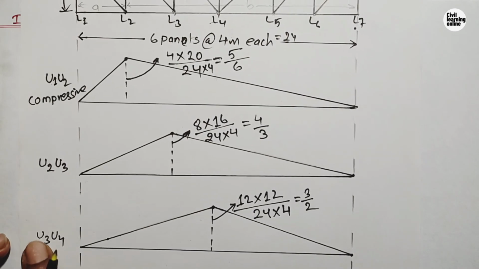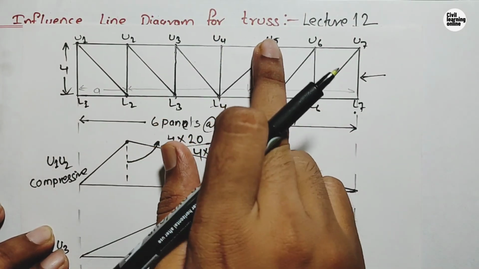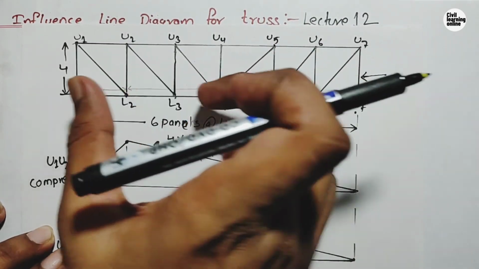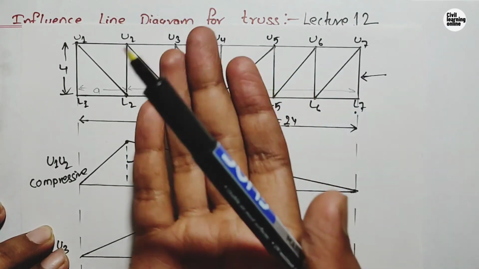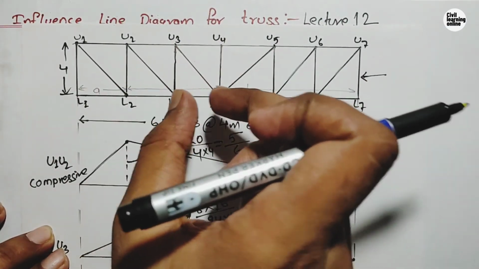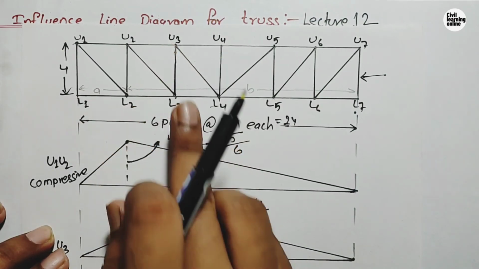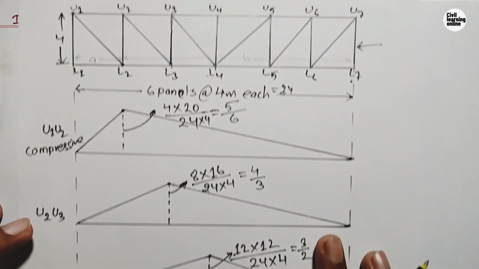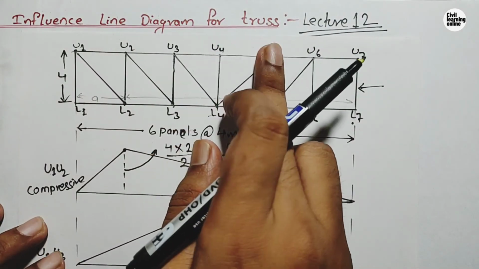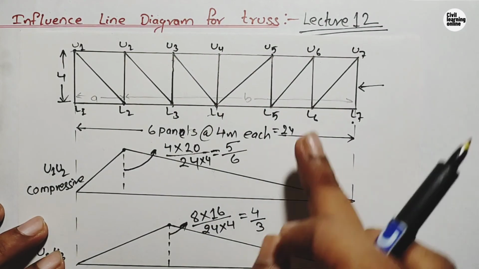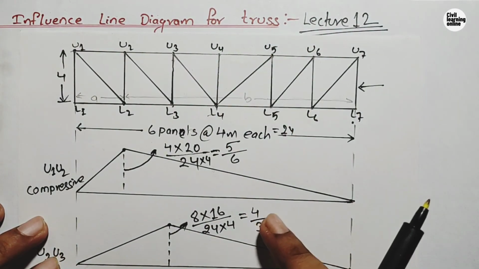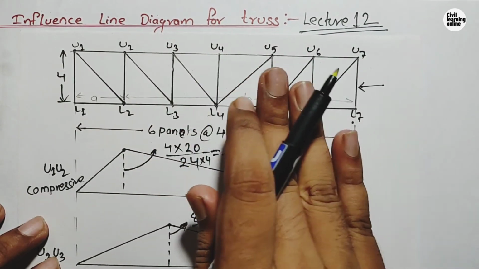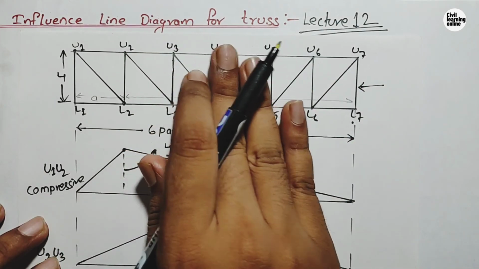So it is necessary to provide such type of question so that the student can solve it easily. Now after solving u3 and u4, you do not need to solve u4 and u5. This is because this is a symmetrical truss from the middle, so the load intensity will be equal. The height of the influence line diagram for u3 and u4 is 3 by 2. Again, if we solve this for u4 u5, the value will again be 3 by 2, and for u5 u6 it is going to be 4 by 3, and u6 u7 it is going to be 5 by 6. Meaning the value will be repeated when we cross u4.